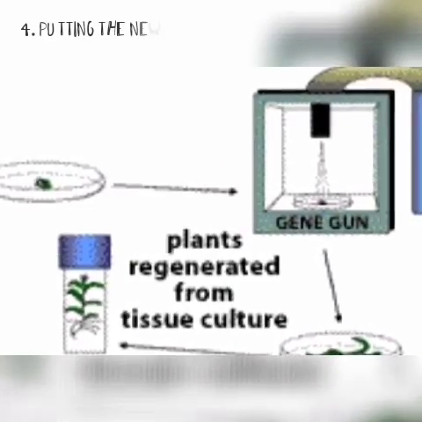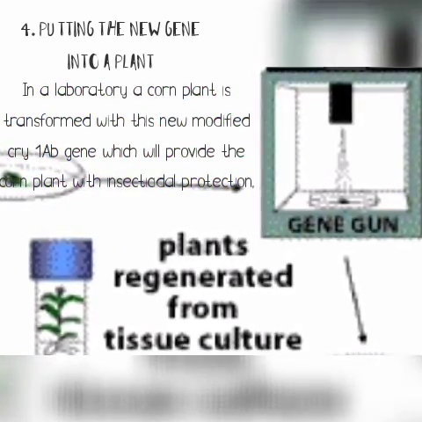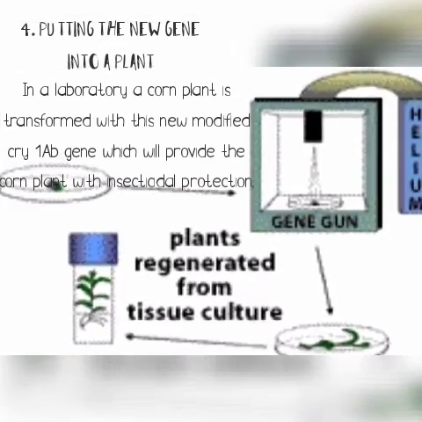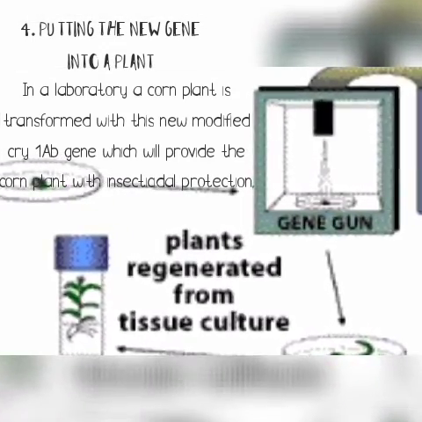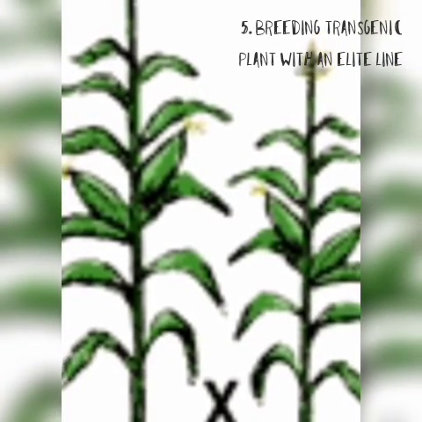Number 4. Putting the new gene into a plant. In a laboratory, a corn plant is transformed with this new modified Cry1a flat gene which will provide the corn plant with insecticidal protection. And number 5. Breeding transgenic plant with an elite line.